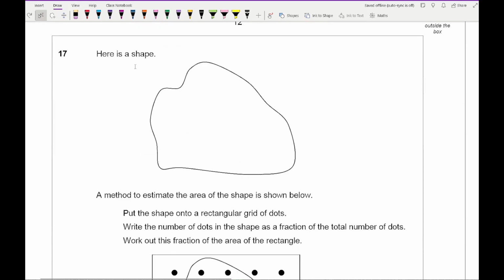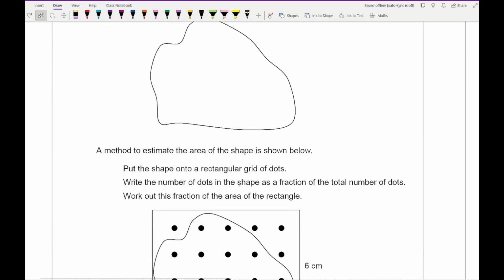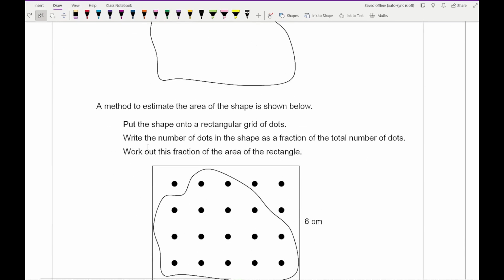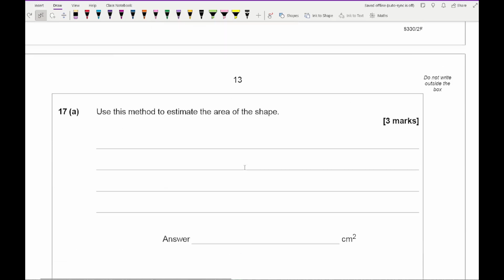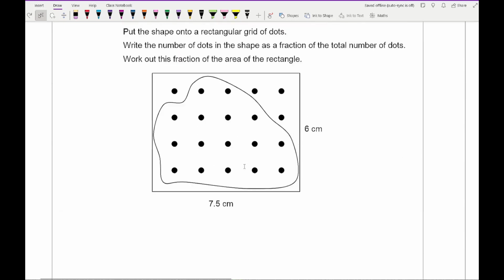Moving on to question 17, it says here is a shape. A method to estimate the area of the shape is below. Put the shape in a rectangle grid of dots. Write down the number of dots in the shape as a fraction of the number of total dots. Work out this fraction of the area of the rectangle. And the question is asking us to use this method to estimate the area of the shape.